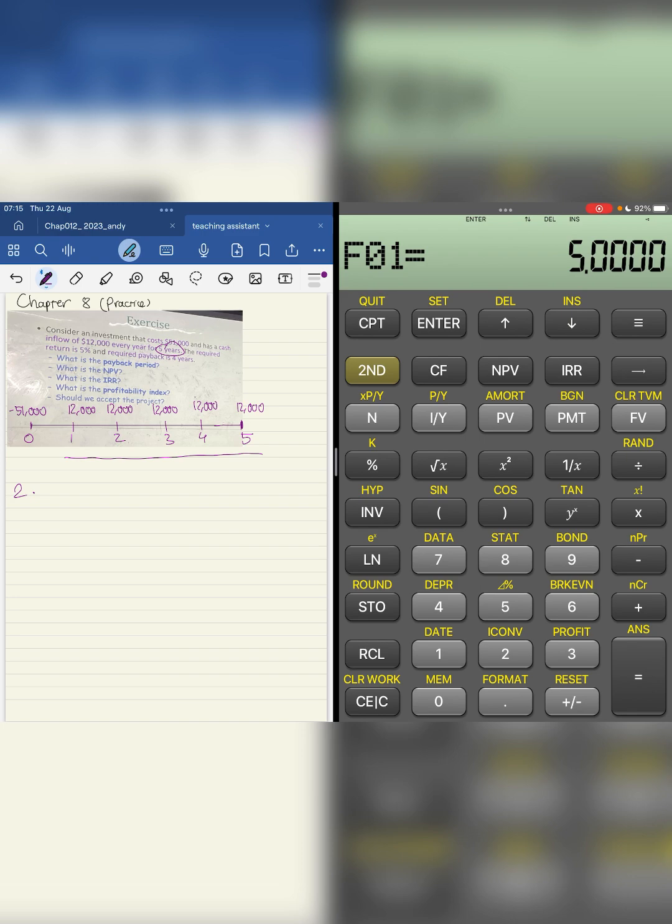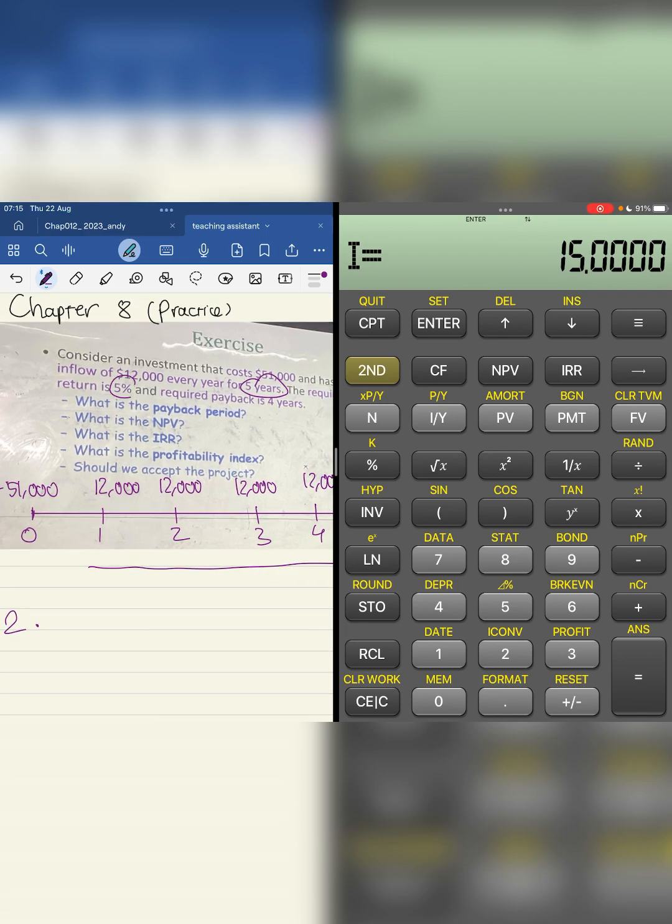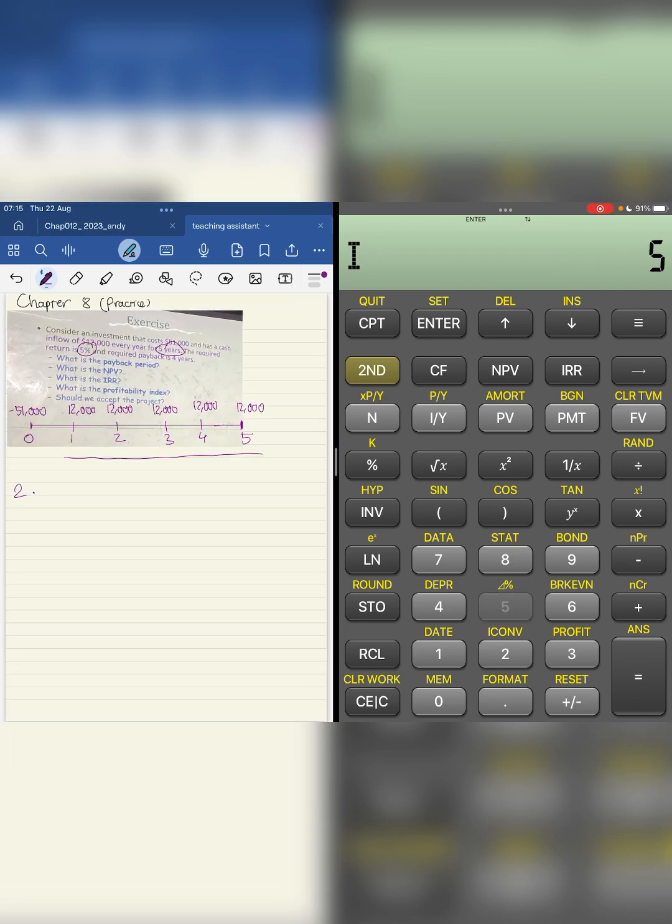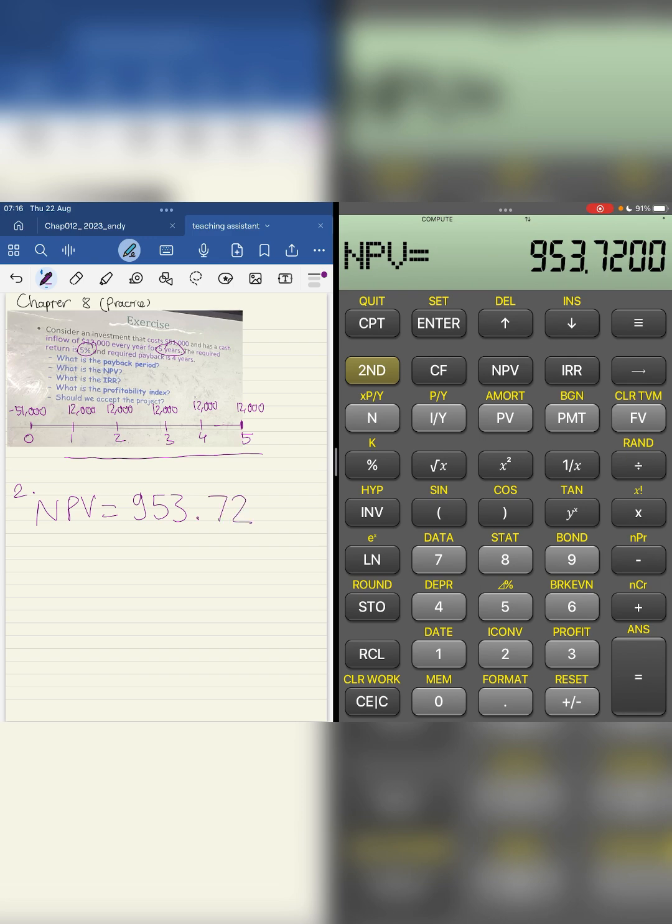Then we press NPV, and the calculator asks us to type in the required return. As we can see in the question, the required return is 5%. So we press 5, enter. Next, we press go down. We press compute. And the NPV is equal to 953.72. So 953.72 is our final answer for question number 2.